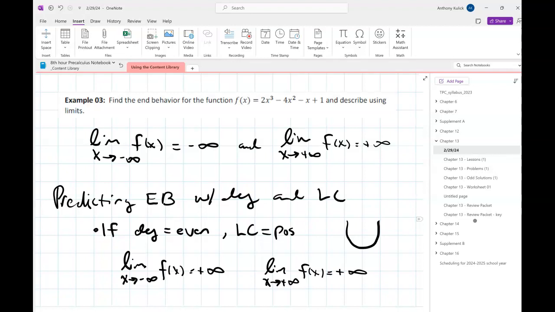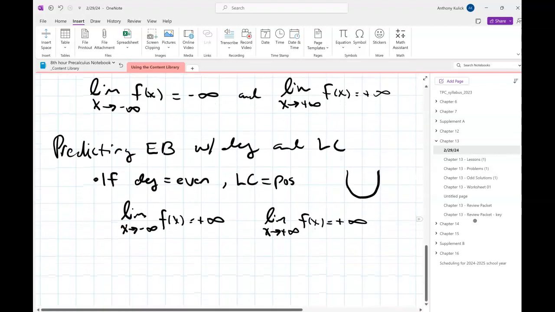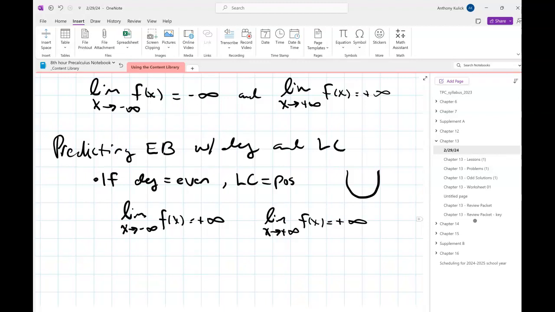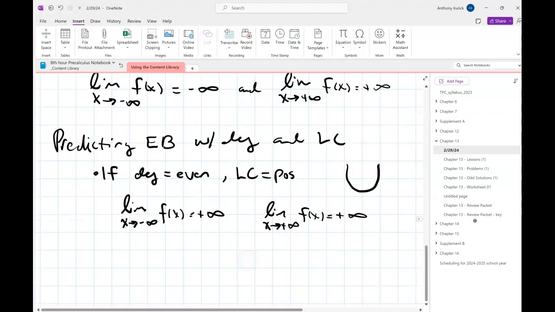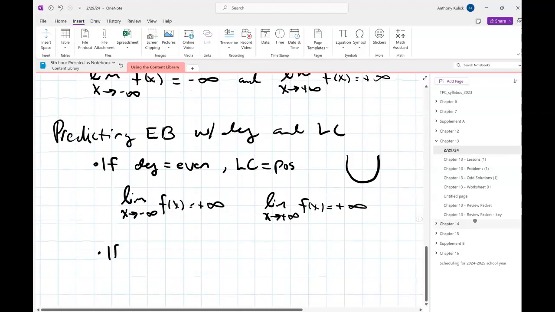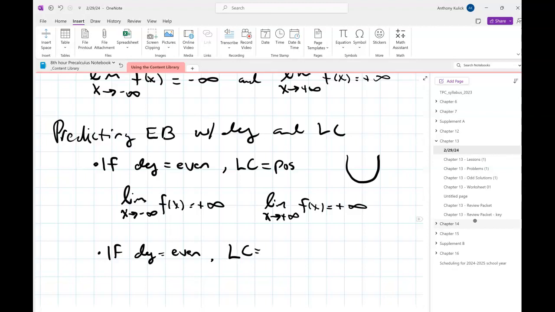Right? That's a polynomial. That's a polynomial with even degree and leading coefficient that's positive. So all polynomials with that degree and leading coefficient are going to have that same type of end behavior. If the degree is even but the leading coefficient is negative, what's going to happen now? Which way should the left end point, up or down?